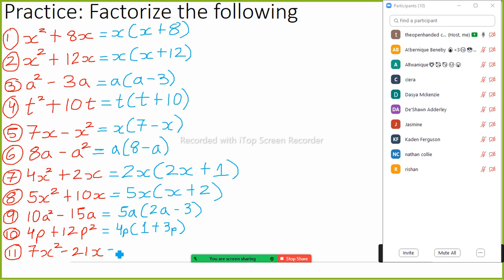Sierra, help me with the last one. Okay, so 7x outside the bracket, open bracket, x take away 3, close bracket. Let's see. Yeah, we need that x times x squared. 7 times 3 is 21. Yes, ma'am. Very good. That's correct. Alright, so that brings us to the end of our factorization journey.